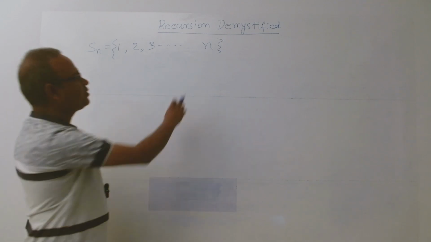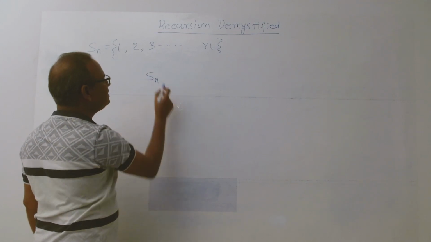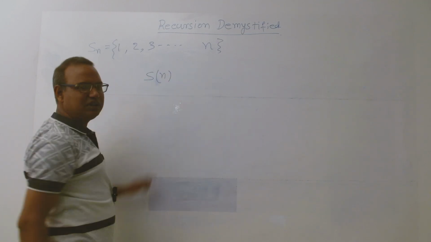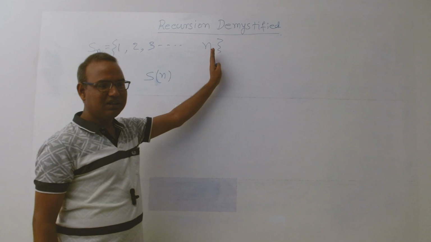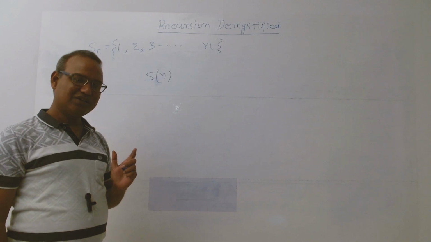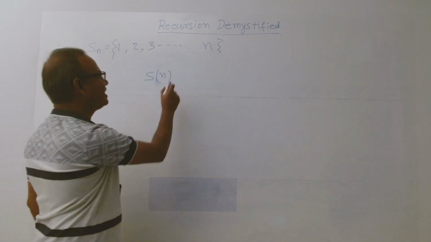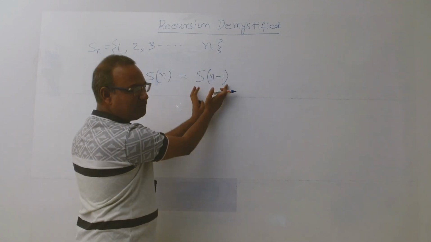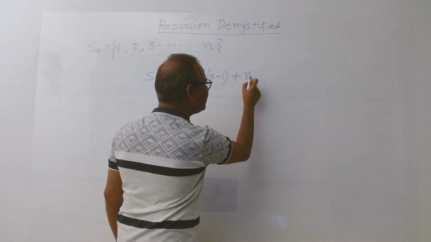Let's say the sum up to the nth element is Sn, okay, S of n. This is the sum up to the nth element. So how can we write the sum up to the nth element in terms of recursion? How to think about this? How was the last step computed? n was added. So we can write this as S of n minus 1, the sum up to the n minus 1th element, plus the last element.